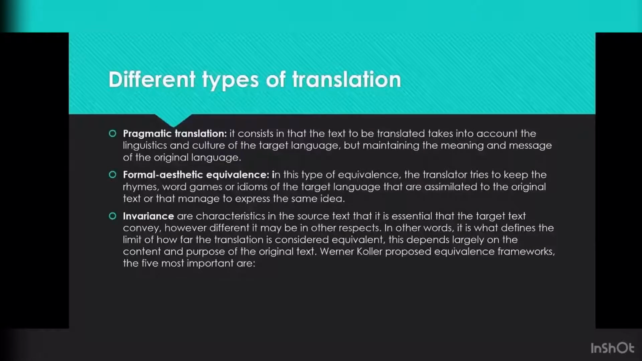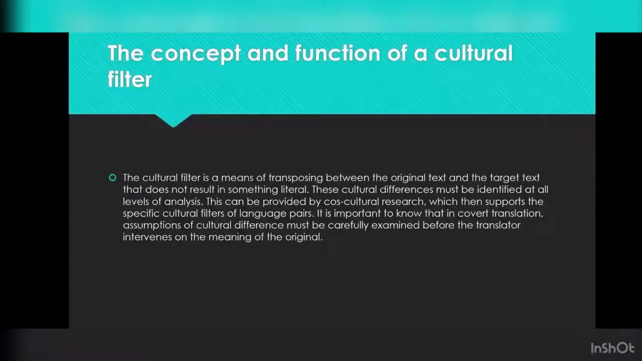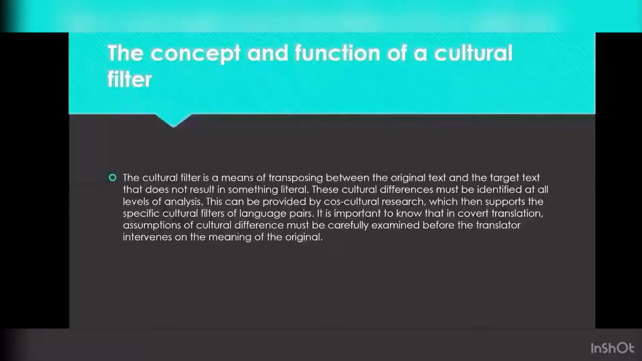Koller proposes equivalent frameworks that are correspondence, dynamic equivalence, formal equivalence, denotative equivalence, and connotative equivalence. The concept and function of a cultural filter. The cultural filter is a means of transposing between the original text and the target text that does not result in something literal. These cultural differences must be identified at all levels of analysis.